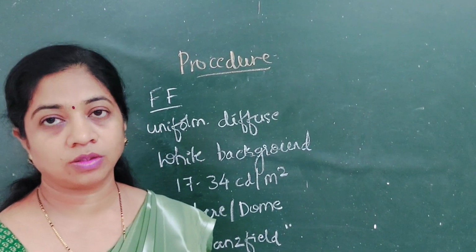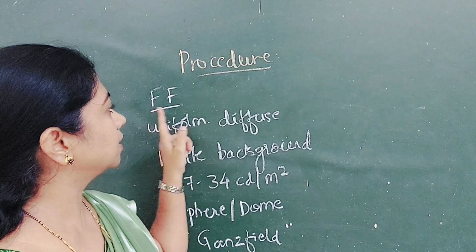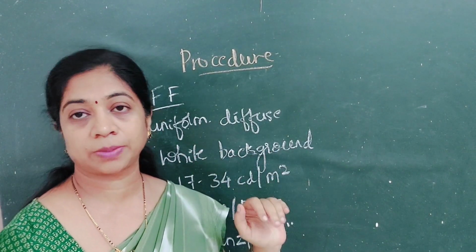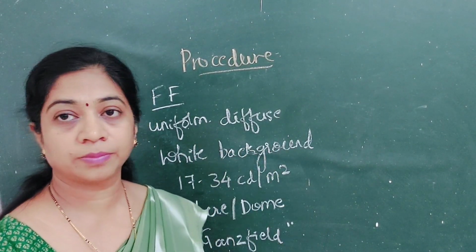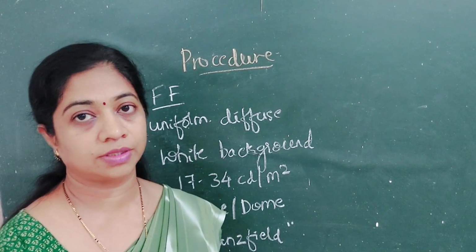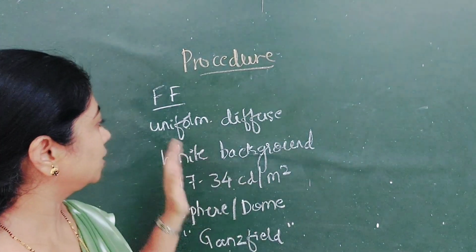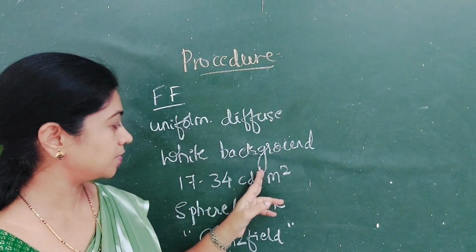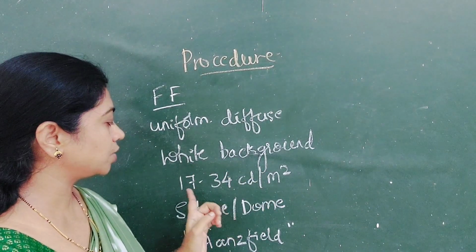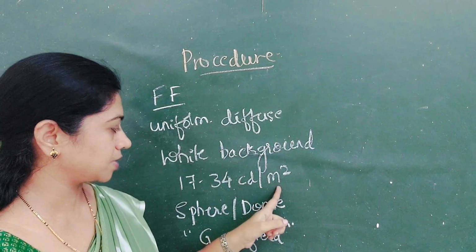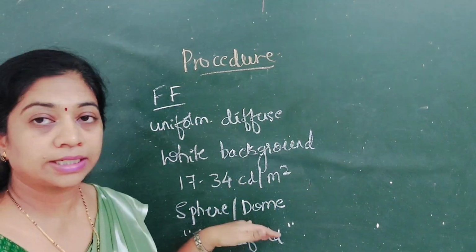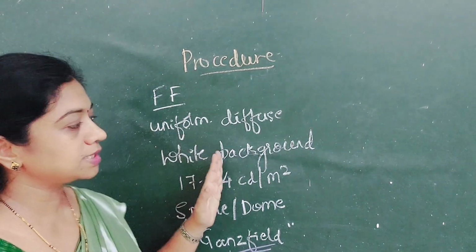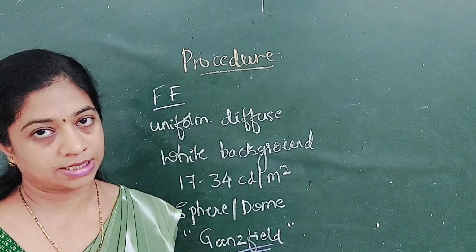So how do we record the ERG, that is the procedure of ERG. In case of full field ERG, I have discussed what the types of ERG are in my previous video. You can check the previous video about the introduction part of the electrophysiological tests. So here a uniform, diffuse, evenly illuminated white background is used, which has an illumination of 17 to 34 candela per meter square, which is done with an integrated sphere or dome, which is called the Ganzfeld. Okay, so this is the standard background on which the ERG is done.